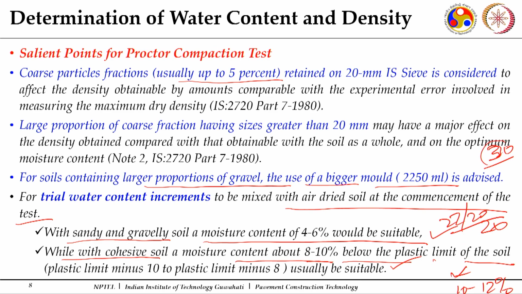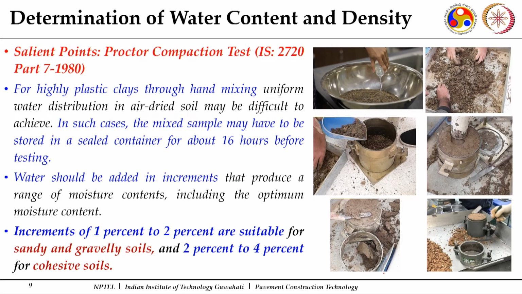So this plastic limit plays a role, and that's why we do the determination of Atterberg limits, to know before we proceed with this Proctor test, or the test to determine the water content and density relationship. So it says with cohesive soil, a moisture content about 8 to 10% below the plastic limit of the soil is usually found to be suitable.